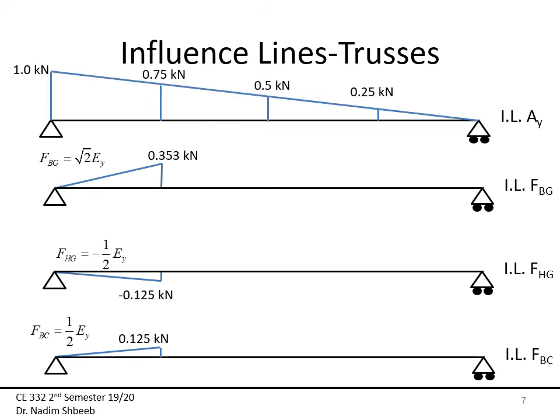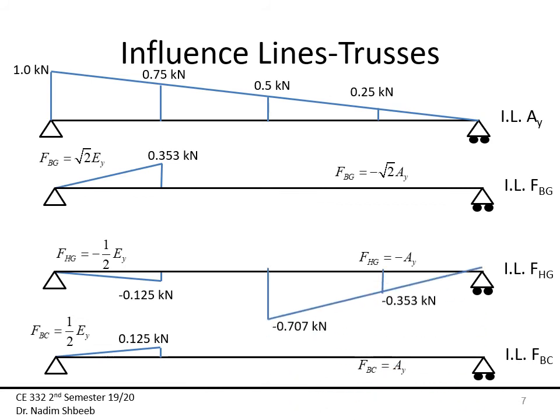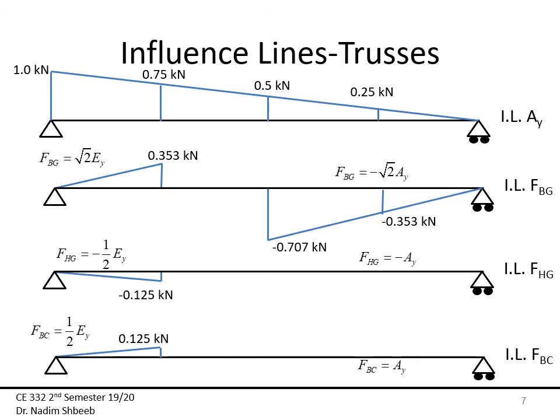Okay, so now I'll go to the second part where I related everything to AY, and again the load now is moving from here to here. Just as a reminder, I've proven to you that FBG is minus square root of 2 AY, FHG is minus AY, and FBC is equal to AY. So by multiplying the minus square root of 2 times 0.25, we're getting minus 0.35. This is minus 0.707. This is just simply minus AY, so it's the negative of this, and this is just simply equal to AY. So you can see that there is a complete change in member BG as the load is moving along the truss. It goes from tension to compression.